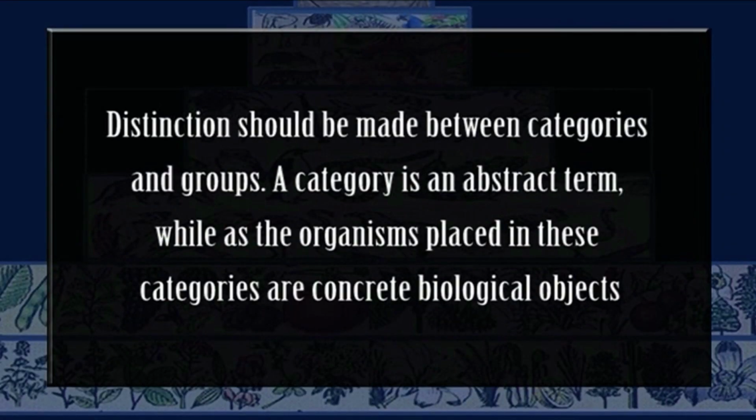It is important to note that a clear distinction should be made between categories and groups. A category is an abstract term, while the organisms placed in these categories are concrete biological objects.